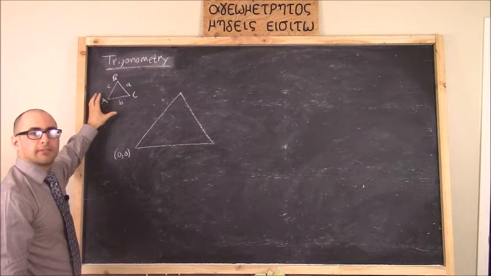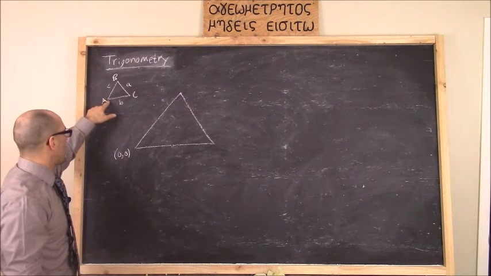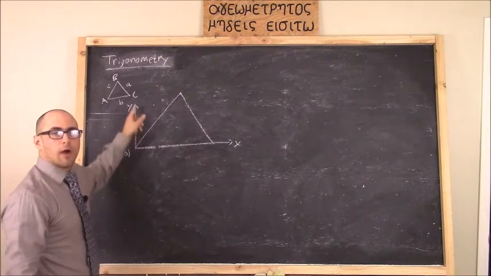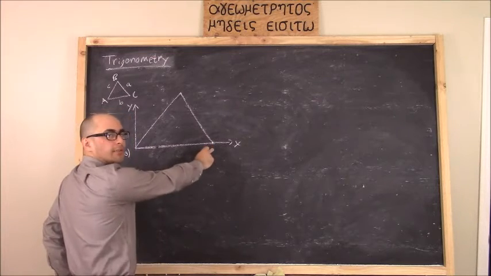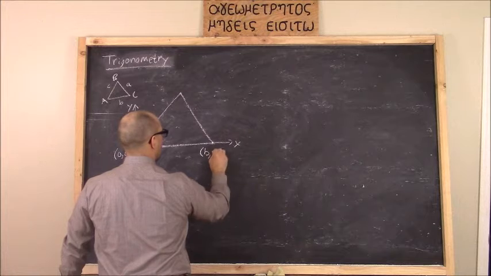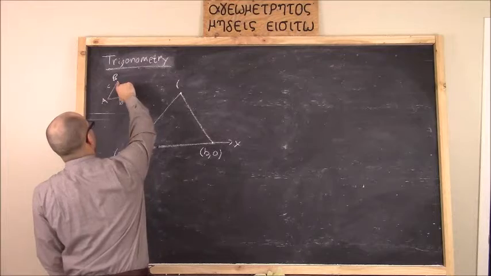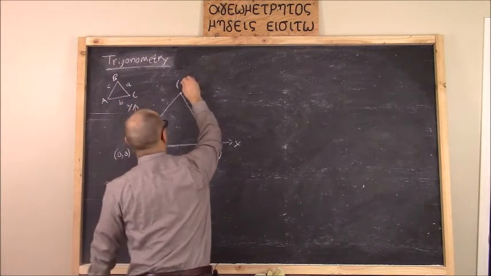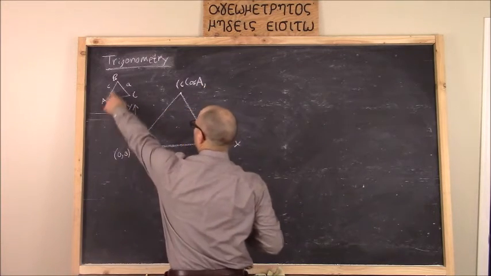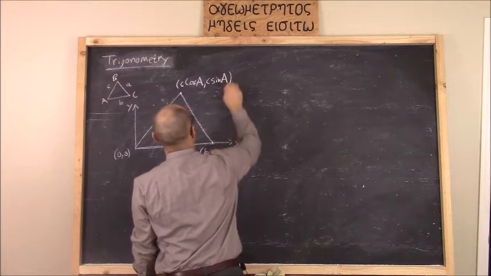For the law of cosines, I'm going to position my generic triangle such that corner A rests on the origin, 0, 0, of my xy Cartesian plane. That would make this point, in terms of xy coordinates, equal to b, 0. And this point up here would be hypotenuse c times the cosine of angle A for the x coordinate, and hypotenuse c times the sine of angle A for the y coordinate.